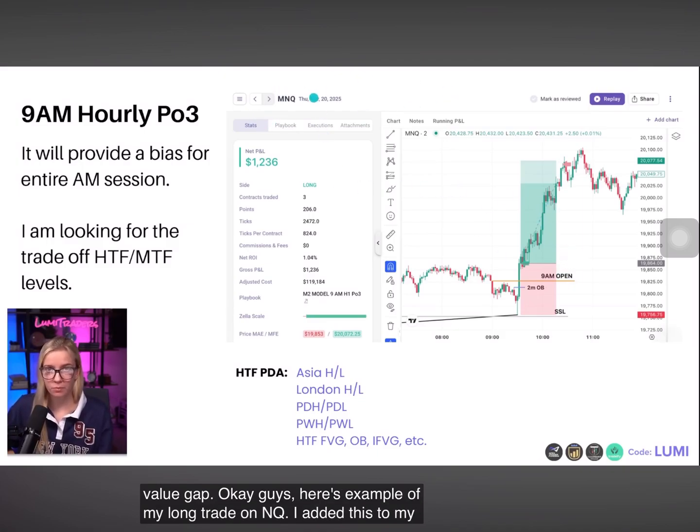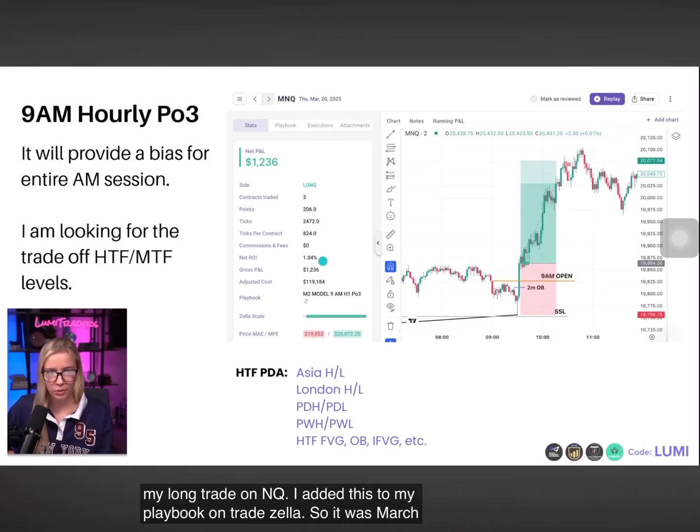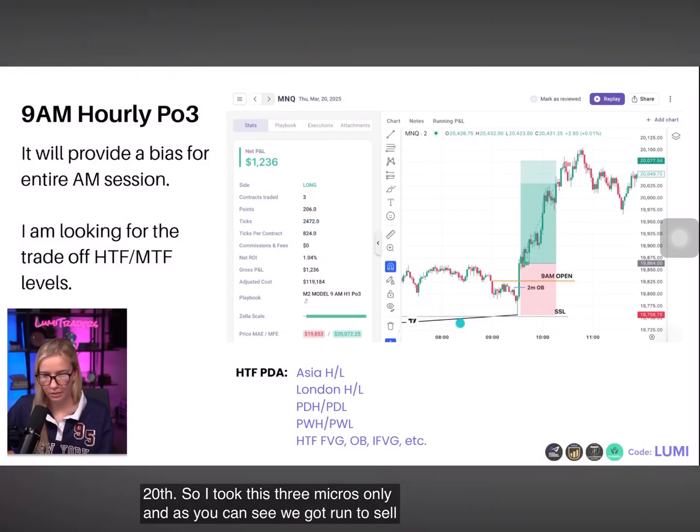Okay guys, here's an example of my long trade on NQ. I added this to my playbook on TradeZella. So it was March 20th. I took these 3 micros only. And as you can see, we got a run to sell side liquidity level with SMT with ES.